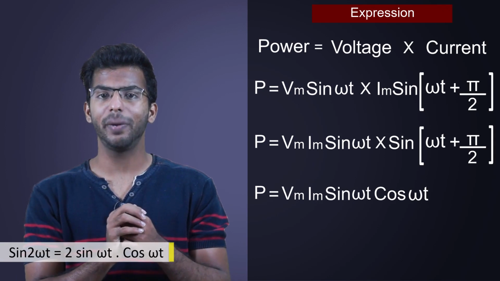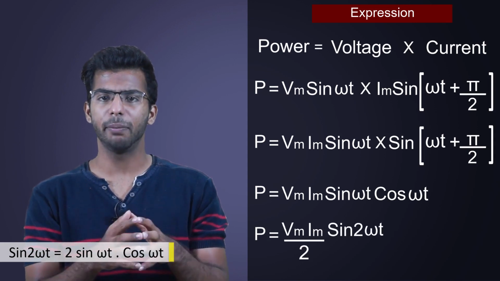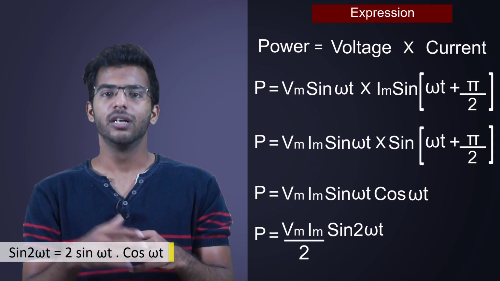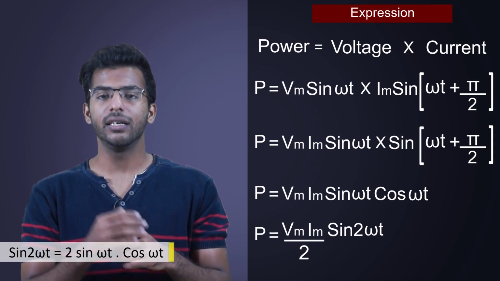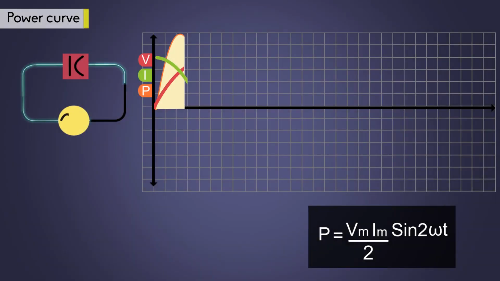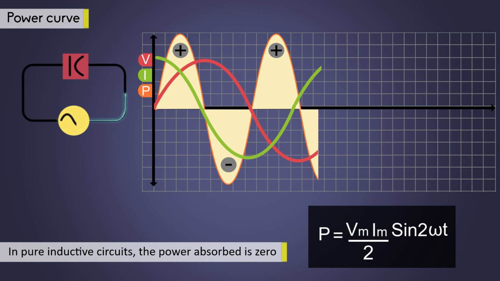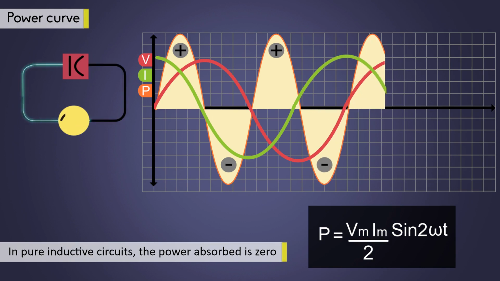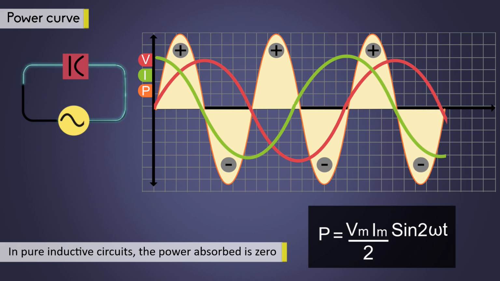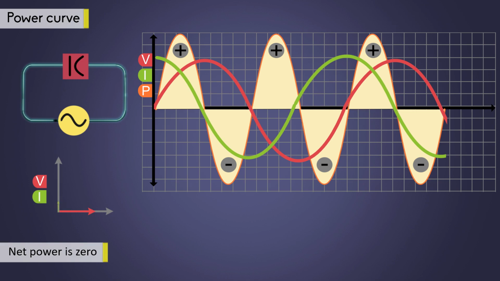We can make use of a trigonometric formula and write the expression as P is equal to Vm Im divided by 2 into sin 2 omega t. We have used the formula sin 2 omega t is equal to 2 sin omega t cos omega t. As we can see, if we calculate power over one complete cycle, it will be 0, because in the power expression, we have a sin 2 omega t term which is periodically varying, and the values of it in the positive half of the cycle will cancel out the values in the negative half of the cycle. We can conclude that power consumed in a pure capacitive circuit is 0.